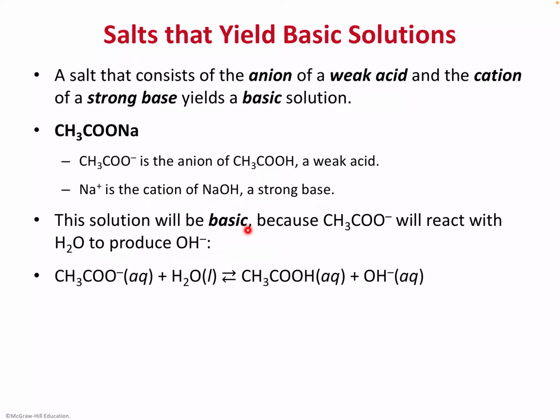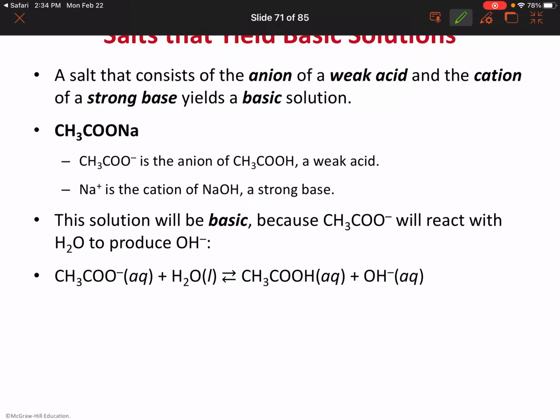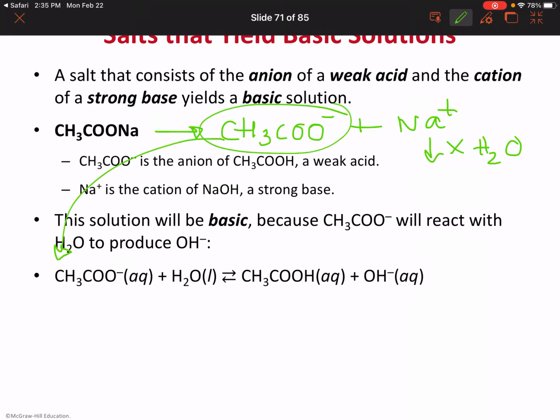This solution will be basic because the acetate ion will react with water to produce hydroxide ion. When you put sodium acetate into water, it gives you acetate ions plus sodium ions. Sodium will not react with water because it's a cation from a strong base, but the acetate ion reacts with water to give you acetic acid and hydroxide ion. As a result, the solution will become basic.